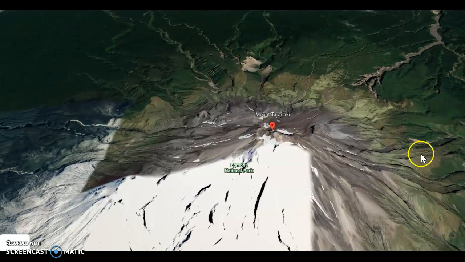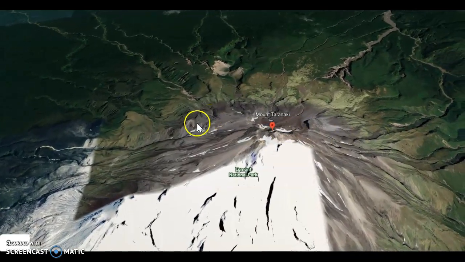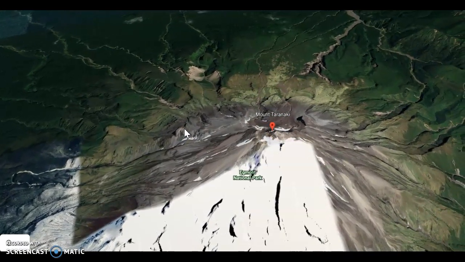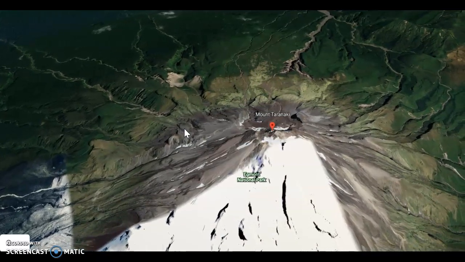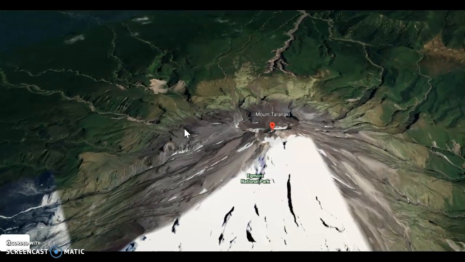Look at the little striations or markings on the landmass itself. These little markings are in fact areas or sections of erosion influenced by the flow of water down this particular volcanic area. Mount Taranaki is actually now a dormant stratovolcano.